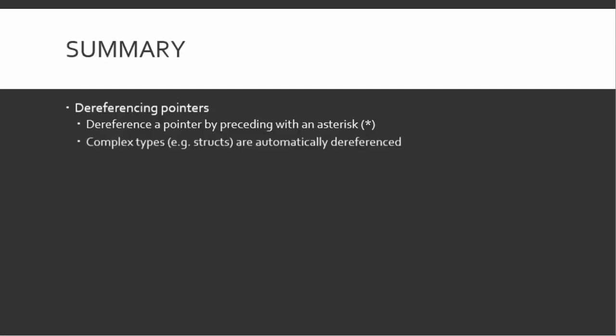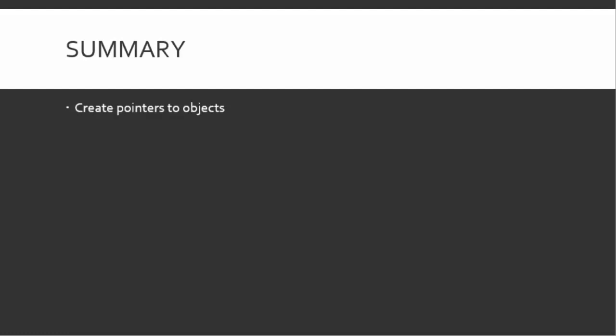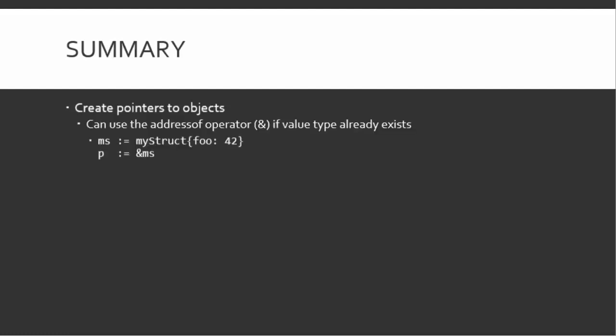We also learned that when you're working with complex types, such as pointers to structs, those pointers are automatically going to be dereferenced for us, so our syntax doesn't get cluttered up by a whole bunch of dereference operations and parentheses. Then we moved on to learn how to create pointers to objects. And we learned that there's a couple of different ways.